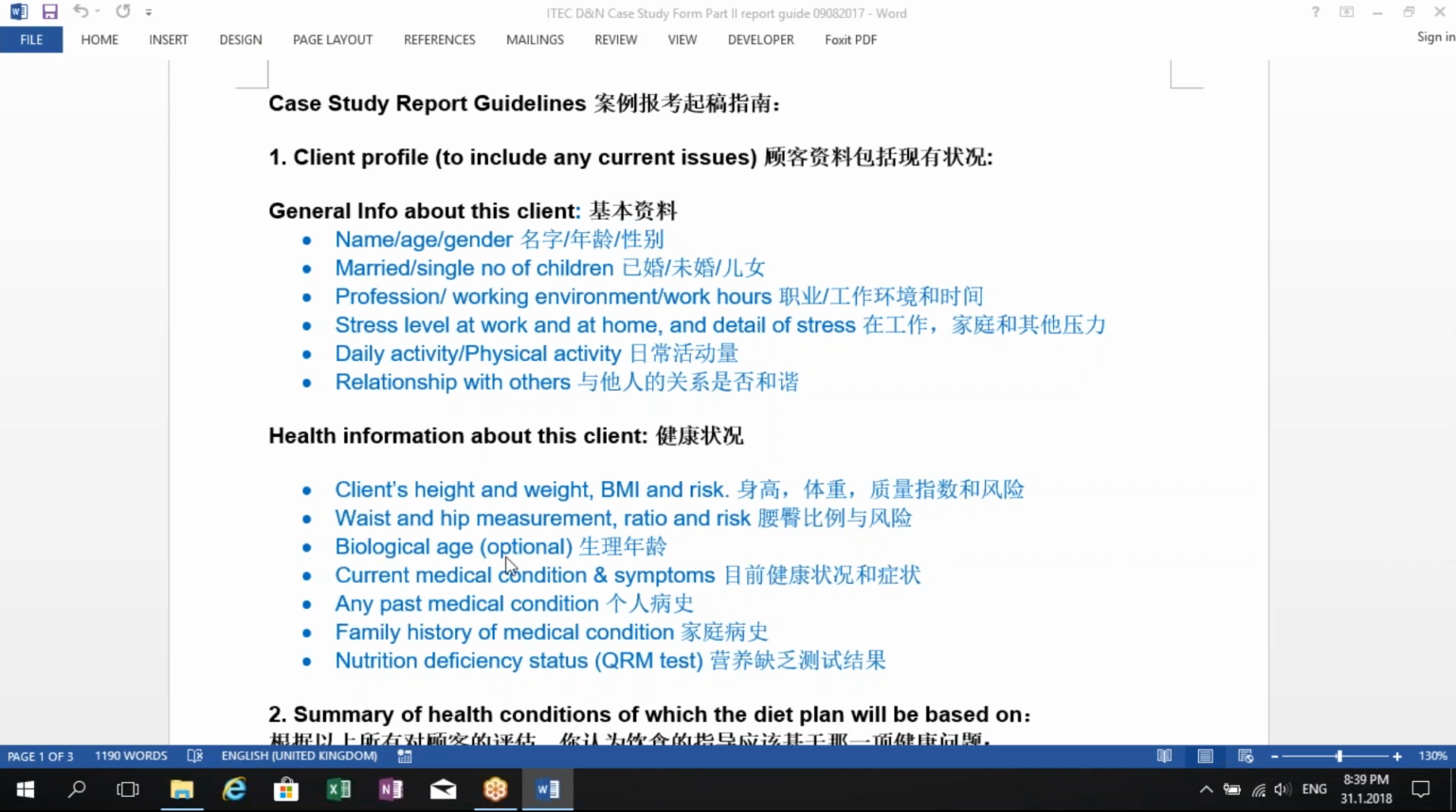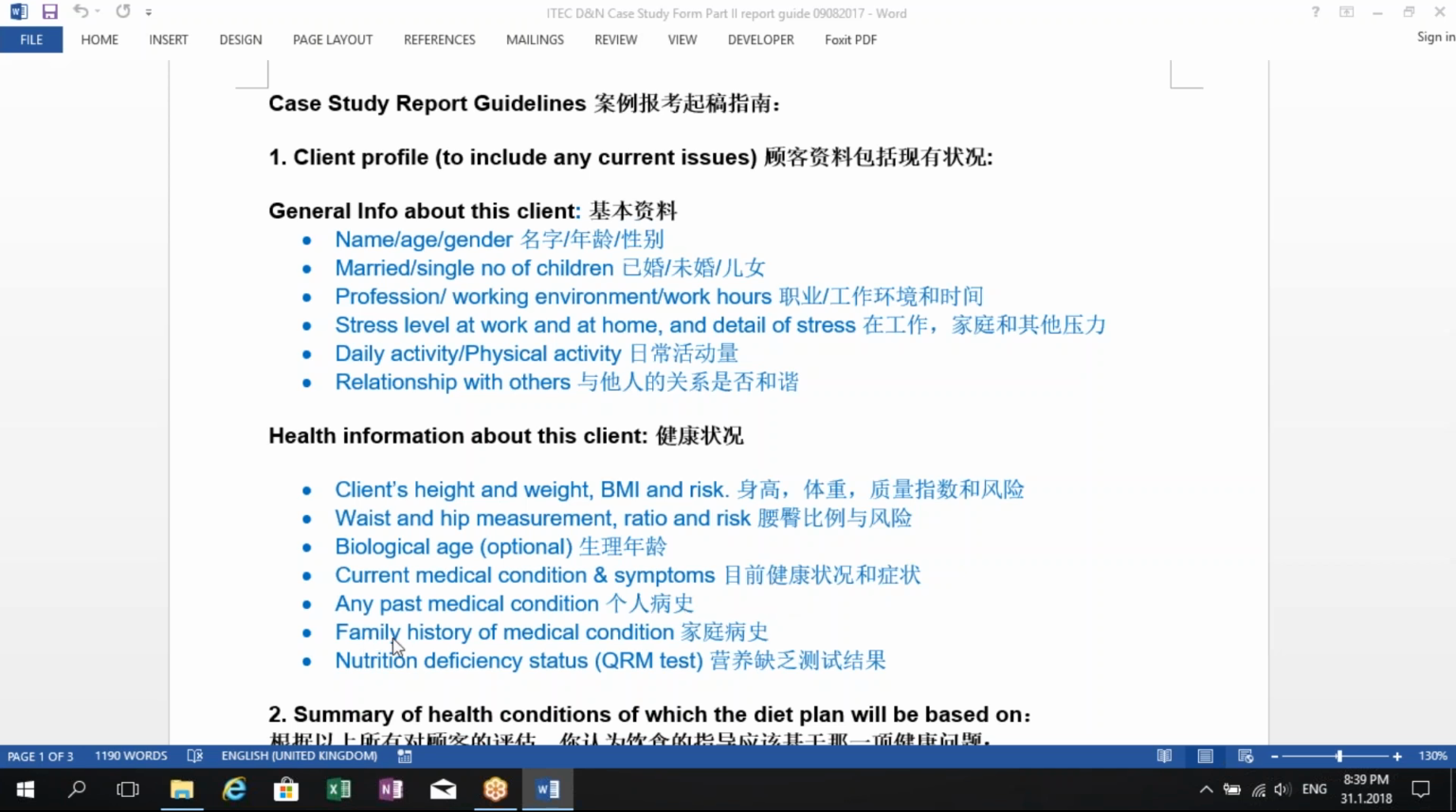Biological age, if you have, you write. If you don't have, no need to write. Current medical condition: all the conditions you collected from the questionnaire, for example cold hands and feet, digestive problems, whatever, please list down here. And it has to tally. A lot of students forget to tally. They only describe one problem, but when you see the questionnaire, this person has full of problems. So what about the other problems? It doesn't tally. So it must tally with your questionnaire.